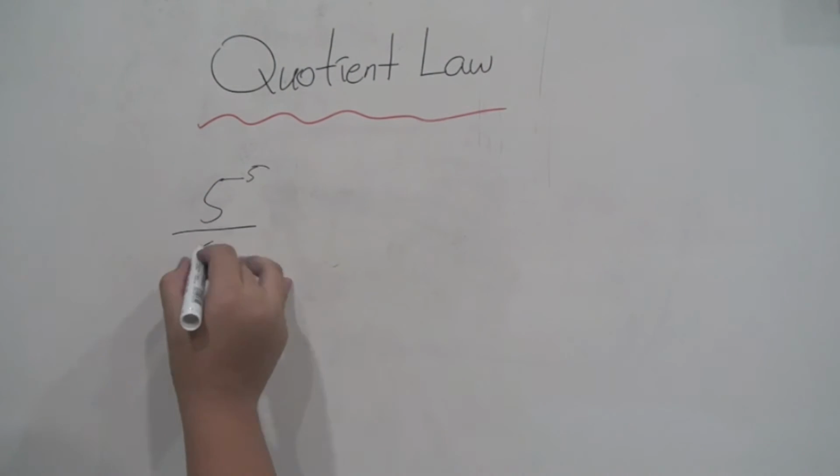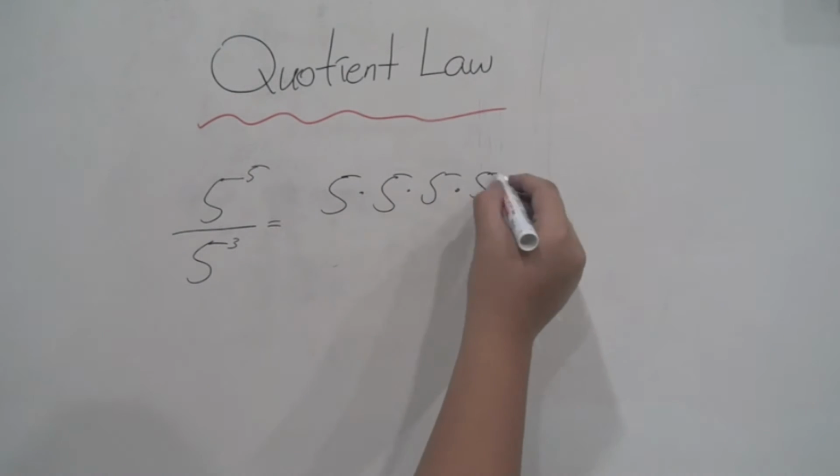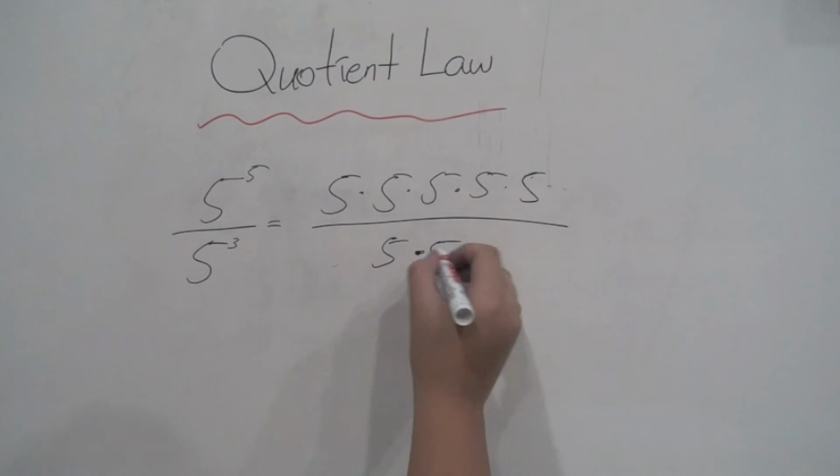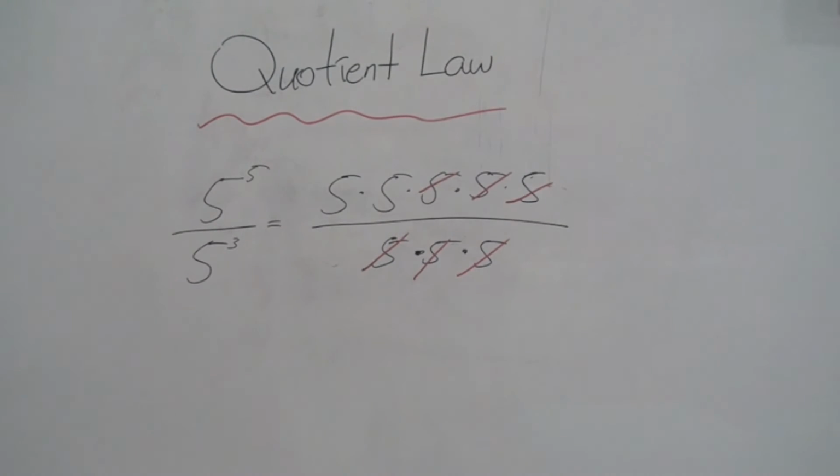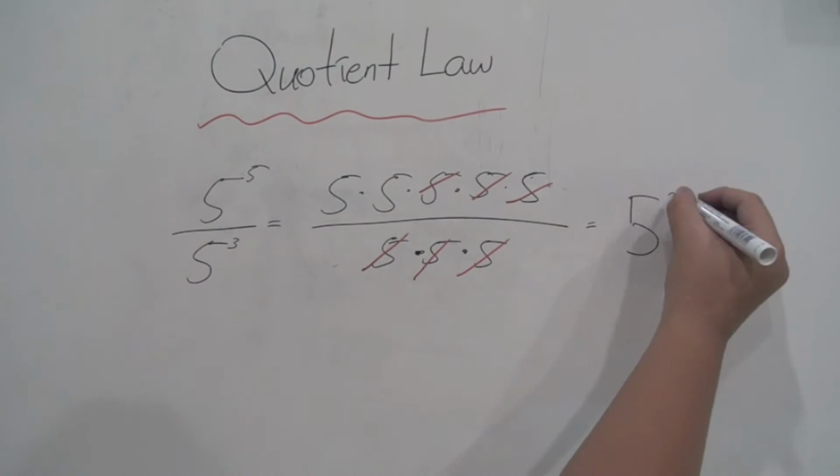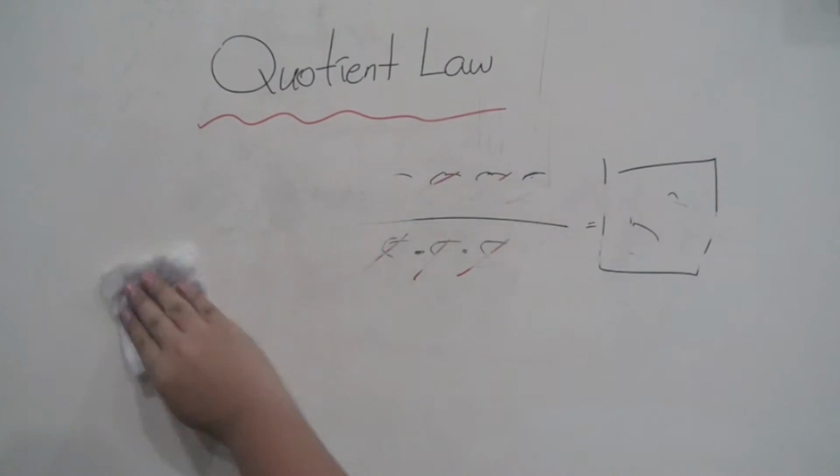Then this is another example, in which you can see 5 to the power of 5 divided by 5 to the power of 3. And this is where I show you the reason why all you need to do is subtract the exponents.